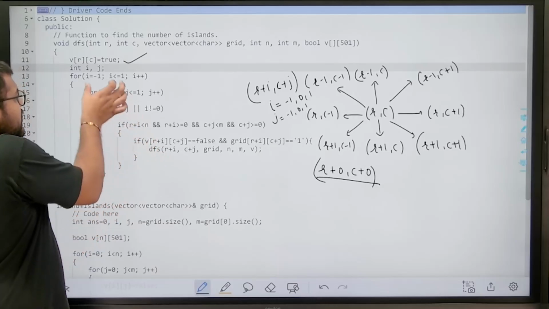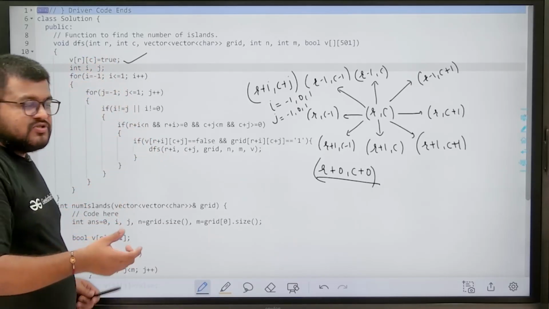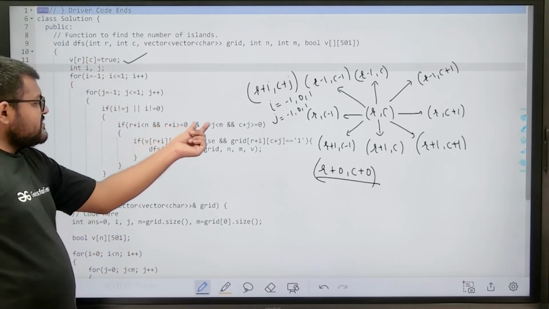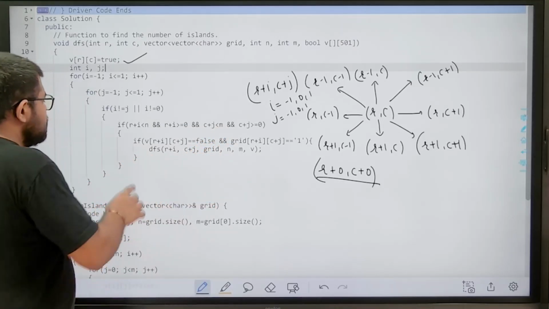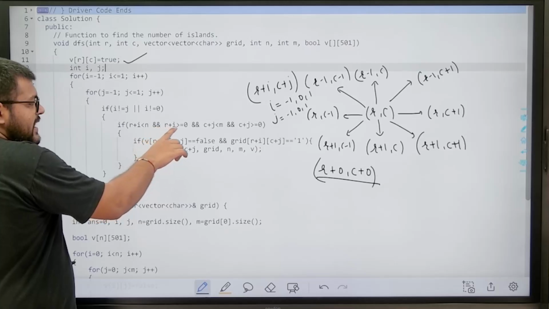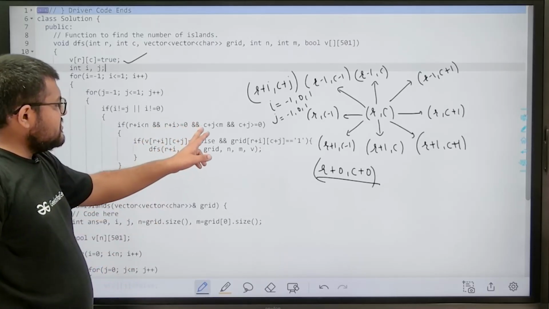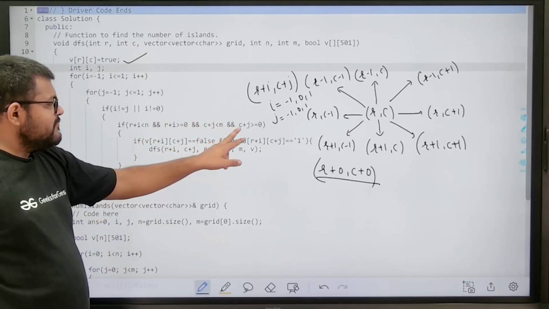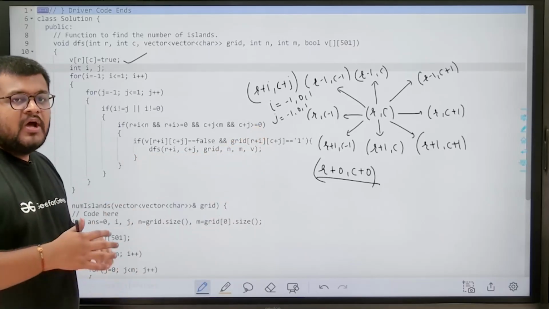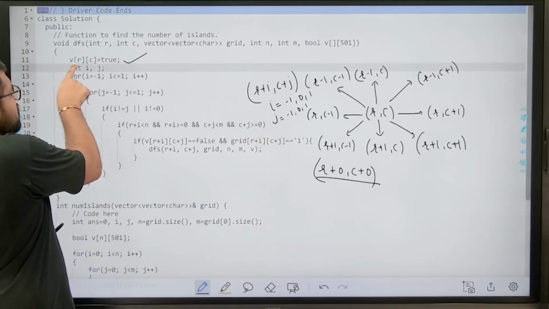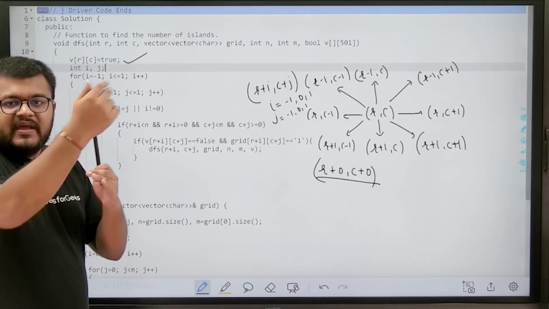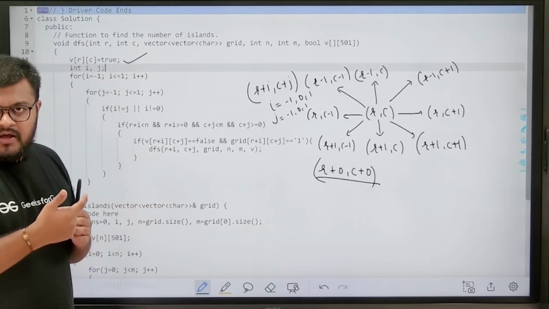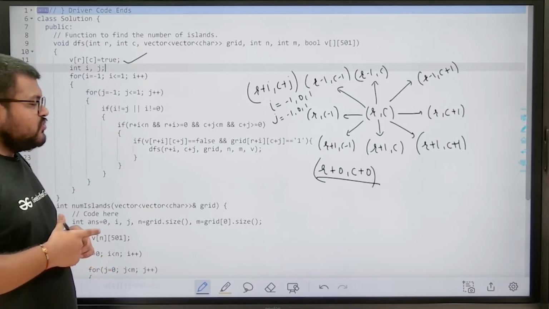Okay. So now the adjacent cell to R and C is which one? R plus I and C plus J. So the first condition is it should be within the boundaries. So if R plus I is less than n and R plus I is greater than or equal to 0 and C plus J is less than m and C plus J is greater than or equal to 0, then basically this cell has the value 1. Now we are looking for the adjacent cells which have value 1. So we can traverse them and mark them as true.